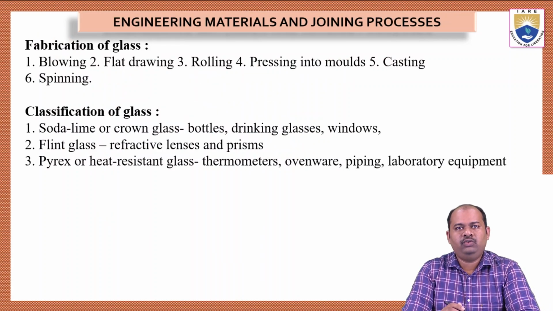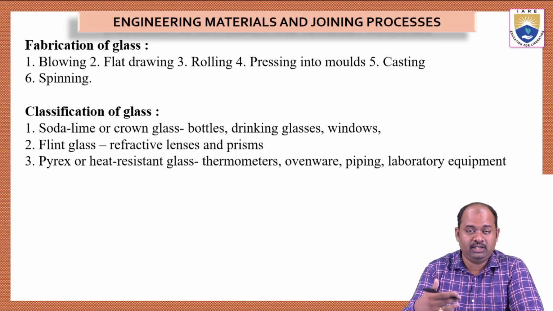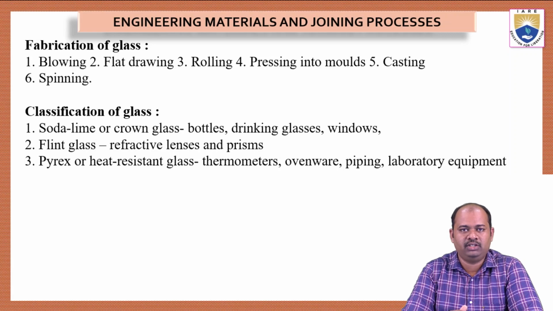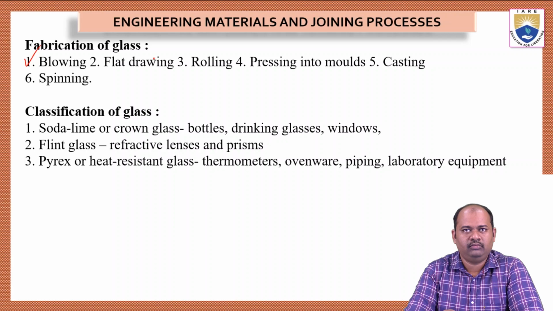And now we are going to see how the glass is fabricated. So the fabrication process has 6 steps, that is, 6 different techniques for the fabrication of glass. The first one is blowing, where a glass metal is heated and air is blown into it to get the required shape.